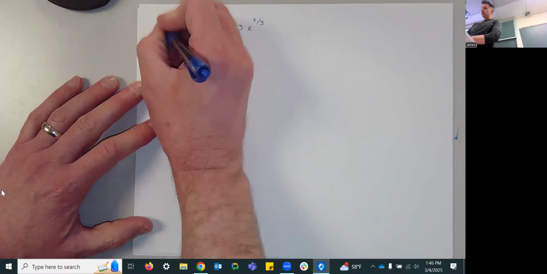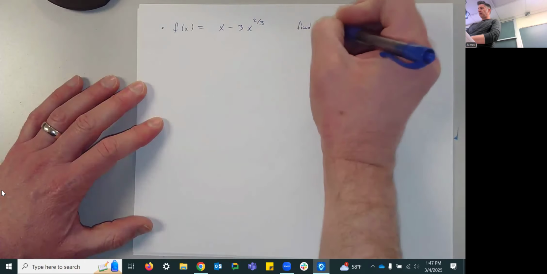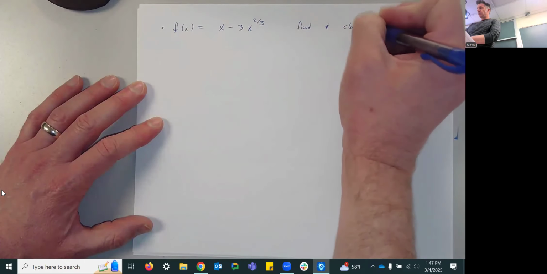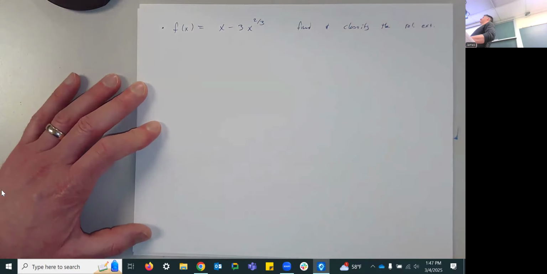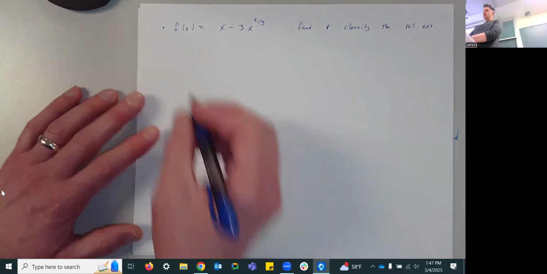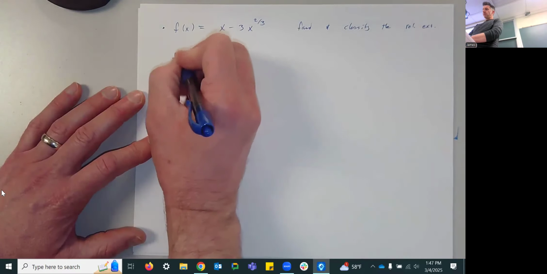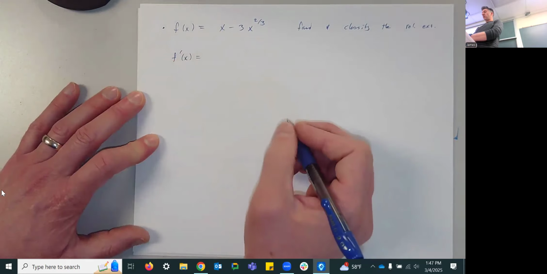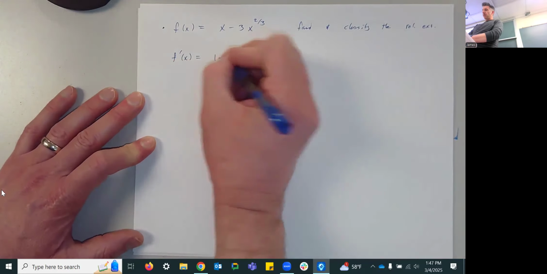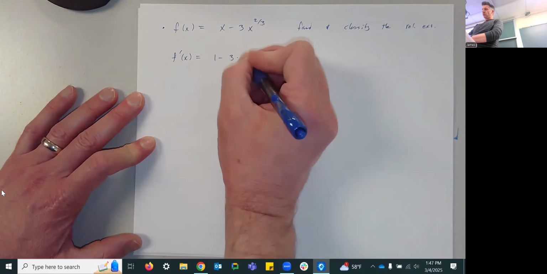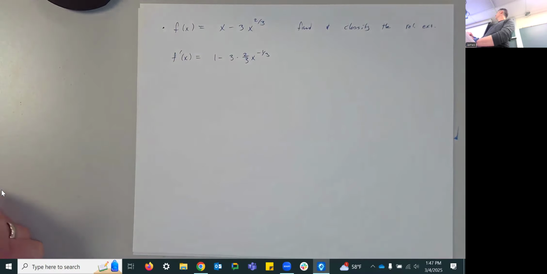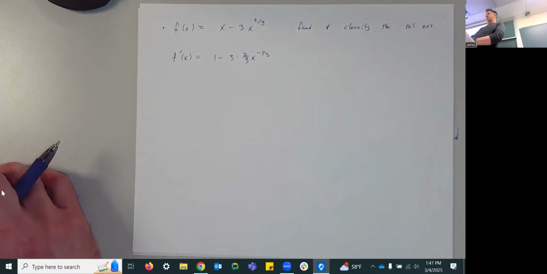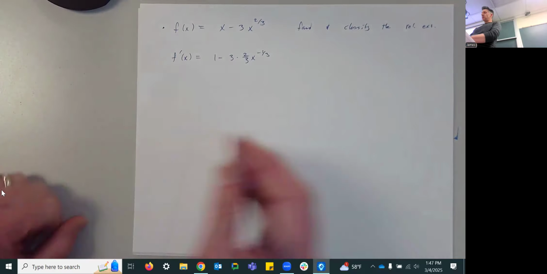So let's find and classify the relative extrema. After this, I'll write down the first derivative test. Finding the critical values, we're gonna take our derivative. It's gonna be 1 minus 3 times 2/3 x to the negative 1/3 power. Leaving it like that, especially not multiplying out 3 times 2/3, makes it hard to find the critical values. So let's simplify a bit.